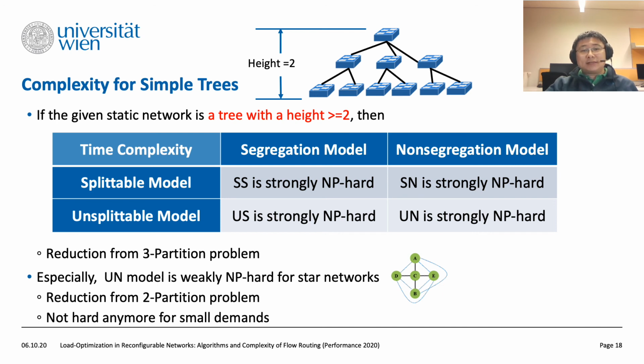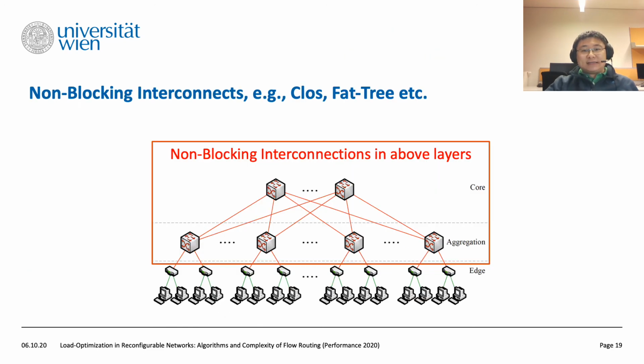When the input static network is a tree with height 1, which means a star network, the problem can be reduced from the 2-partition problem. We note that this problem is not hard anymore if the demand quantity is not big. So how can we do under such a hardness result?